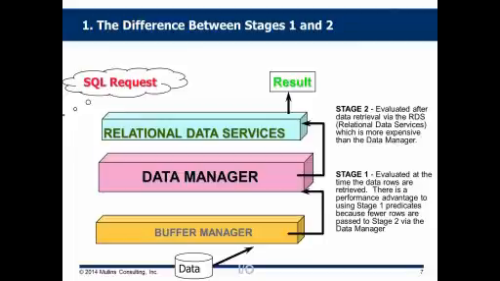Stage 1 means that the SQL can be filtered in the data manager. Stage 2 means that the SQL has to be filtered in relational data services. So the earlier in the process, the data manager, that you can filter the data, stage 1, the better. That's why stage 1 is better than stage 2.